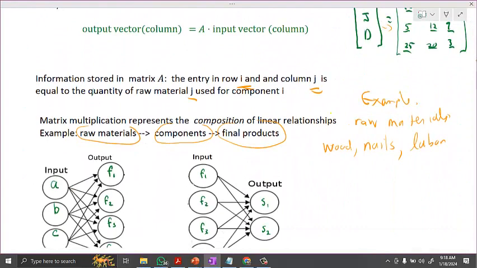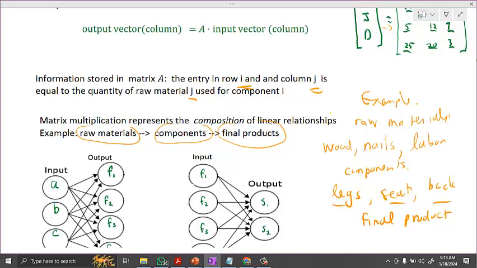Okay. Then components. The components may be the legs of the chair, the seat, and then the back. Okay. And then you have the final product. Well, perhaps I make different kinds of chairs that use different combinations of these different things. So I'll say, I have a fancy chair, a simple chair.